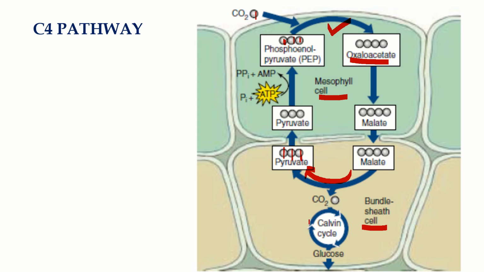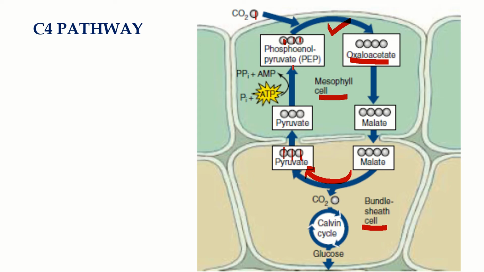And here in the bundle sheath cell, Rubisco is there, RuBP is there. That RuBP combines with the carbon dioxide. The reaction is catalyzed by Rubisco, and a normal Calvin cycle is taking place in the bundle sheath cell. While this pyruvate produced here moves back to the mesophyll cell, and using ATP, it becomes phosphoenol pyruvate.